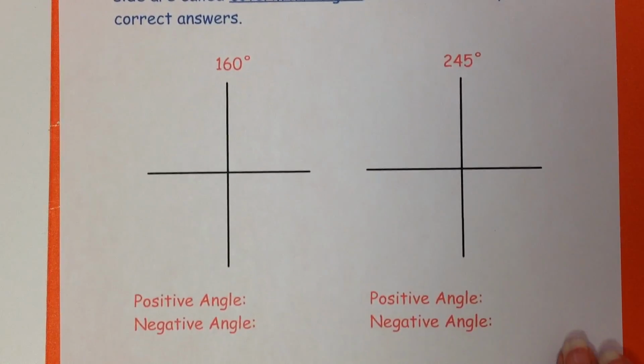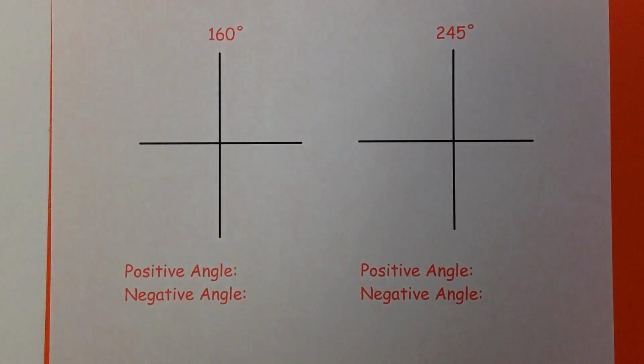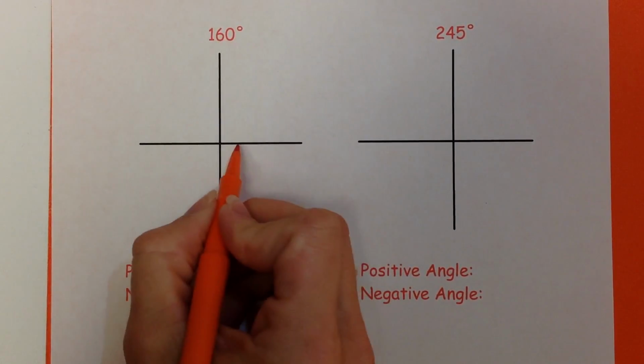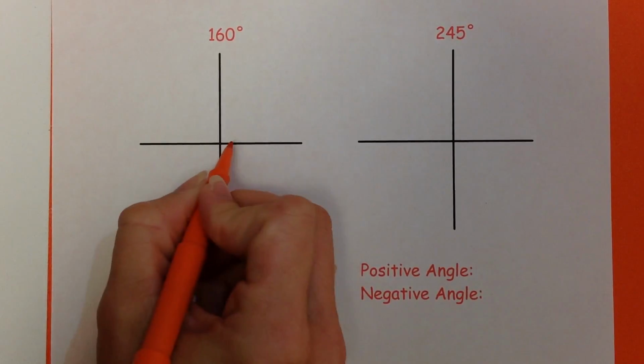Okay, the first one we're going to look at is the 160 degrees. So what I would suggest that you do is actually draw that angle in standard position first of all. Of course, we did, I believe, 160 just earlier. It is positive. Of course, when I draw it in standard position, I have to start at the positive end of my x-axis, but a positive angle I've got to rotate counterclockwise.